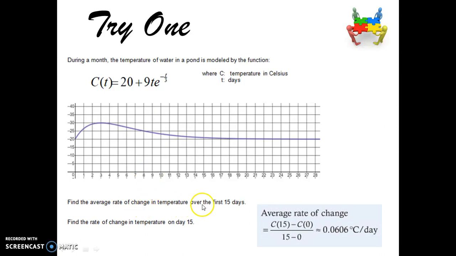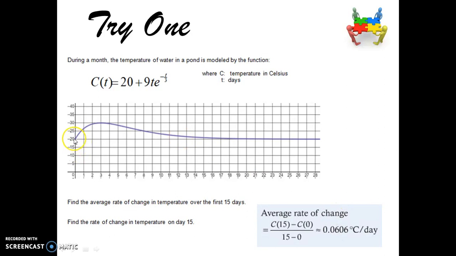To find the average rate of change over the first 15 days, we go to day 15, we go to day 0, we find the C value, which is the y value, by putting in 15 and 0 into the function. And then to find the run, this is the rise, this is the run, we do 15 minus 0. And if you did all that substitution correctly and found the values, hopefully you got this right. If you didn't, check with a friend. Let's make sure you can get this to work out. But it's a very small rate of change, 0.0606 Celsius per day. Tiny rate.